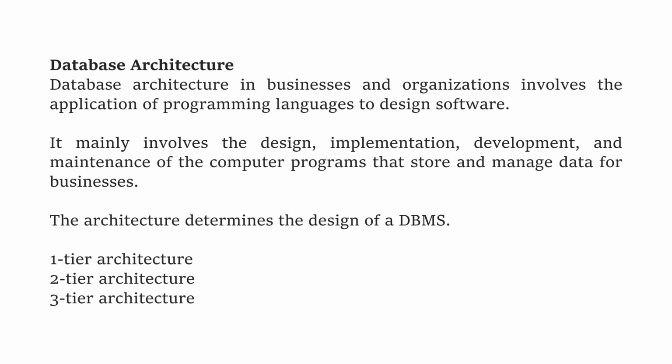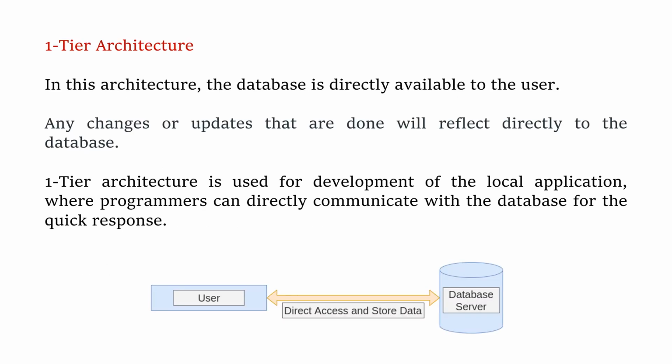There are three types of architectures for a database. A database can have three types of architecture. First is the one-tier architecture, two-tier architecture, and the last one is the three-tier architecture. We can see all the architectures one by one.